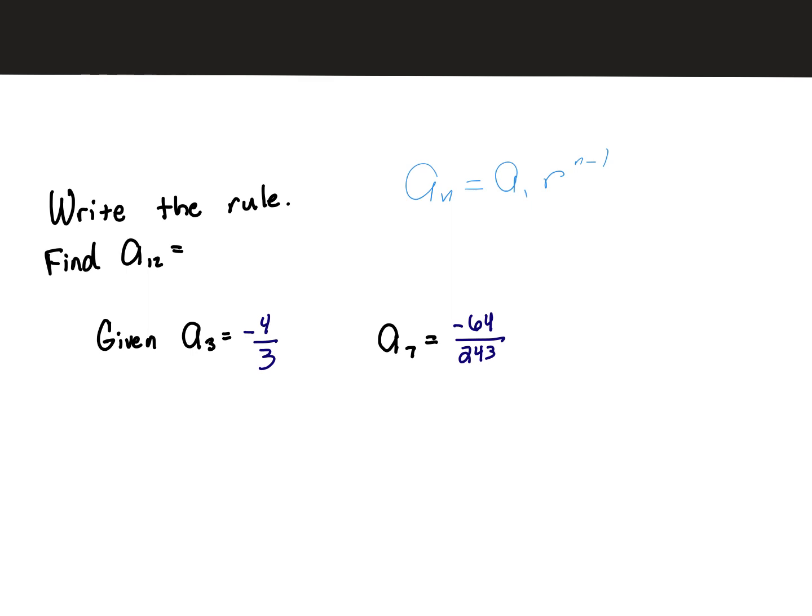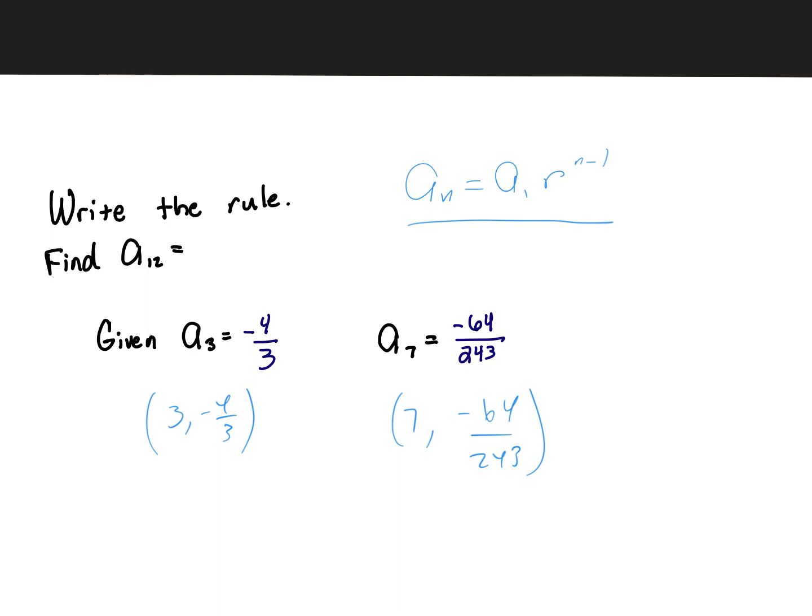Now, since this is geometric, I cannot say that this point is (3, negative 4/3), and this point is (7, negative 64 over 243), and find the slope. The reason why we can't do that is because this is not a linear function. Those are two points that are on this graph, absolutely, but this is not going to be something that's added or subtracted every time. You can't find the slope. So we're going to use this formula 2 times with the information that they gave us.